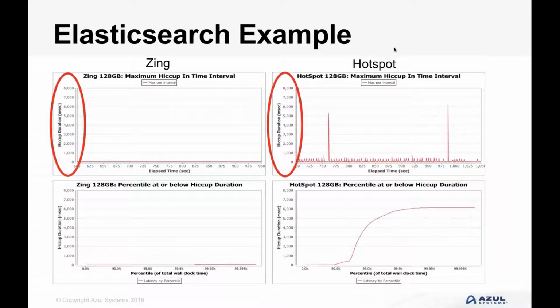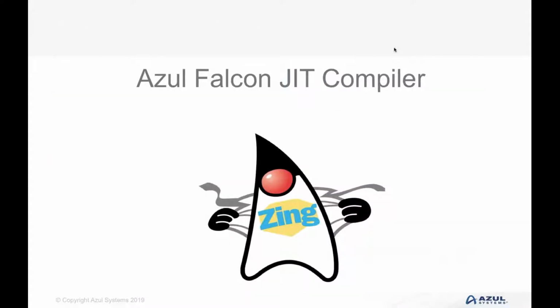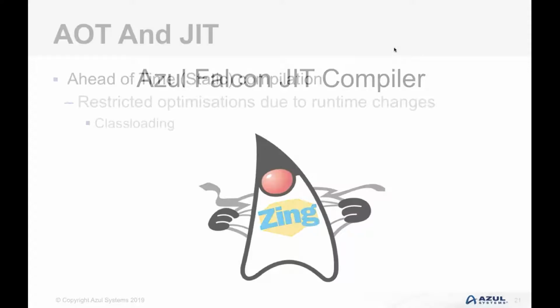Now you can see that essentially Zing eliminates all of those garbage collection pauses because it's literally flat across the graph. And the same with the percentile, there is really no change beyond a very small level right up to the 99.999th percentile. So that shows how Zing can eliminate those garbage collection pauses and keep your application at very low latency. So now let's talk about the Falcon JIT compiler, the other side of what we do.